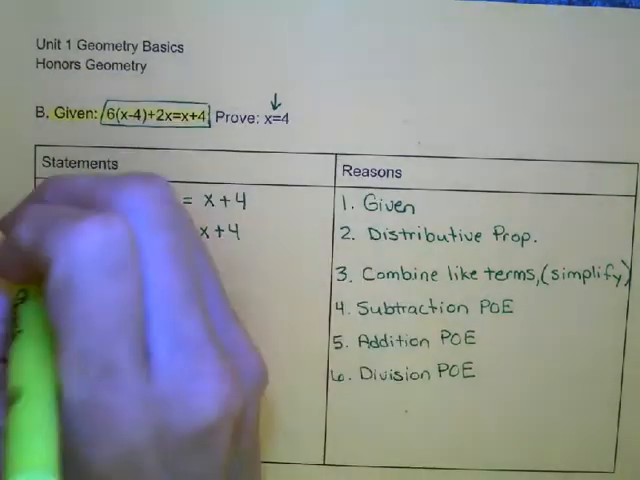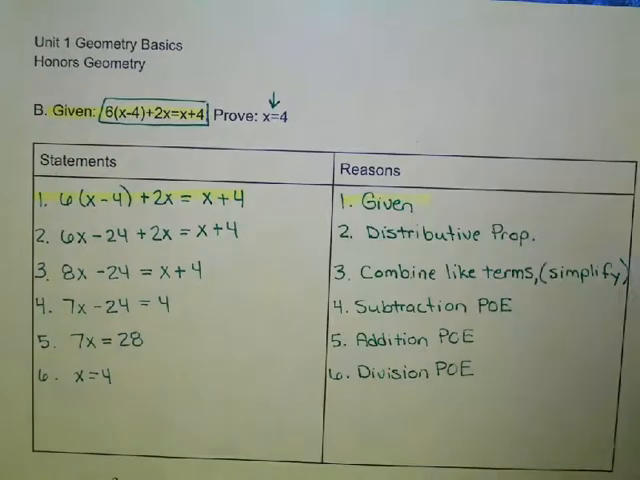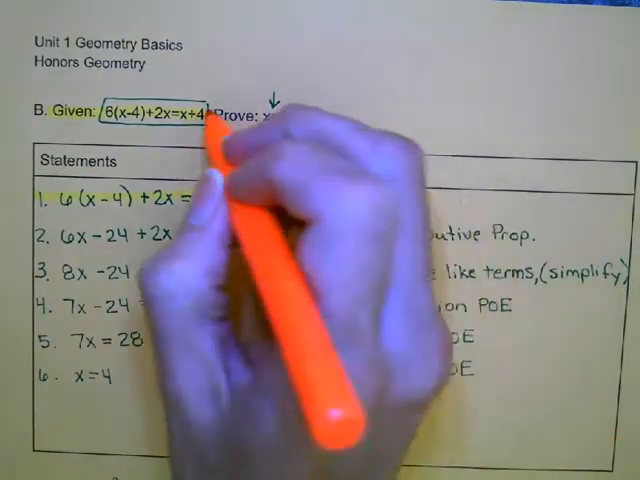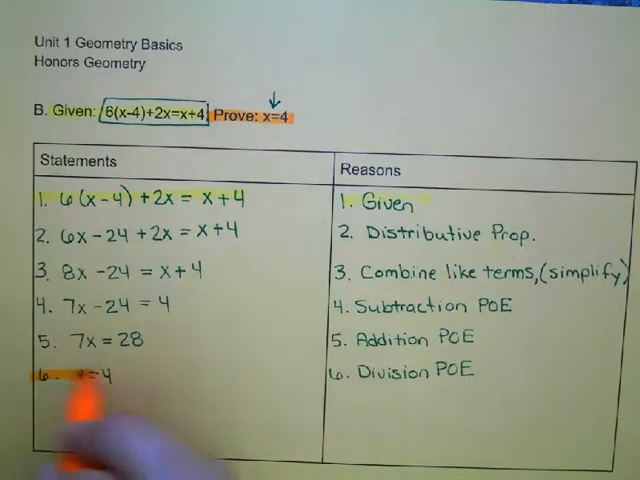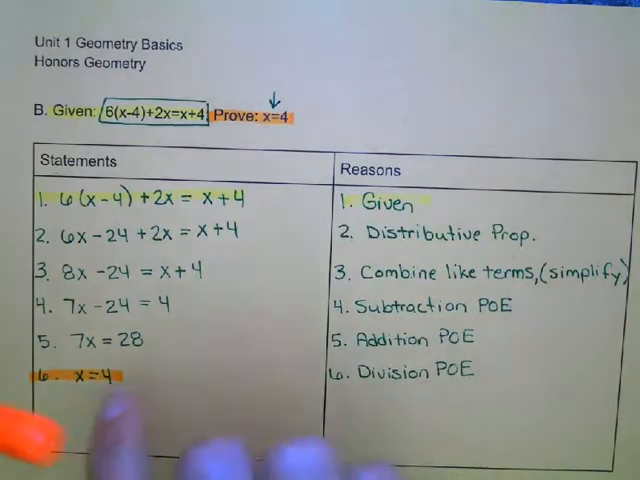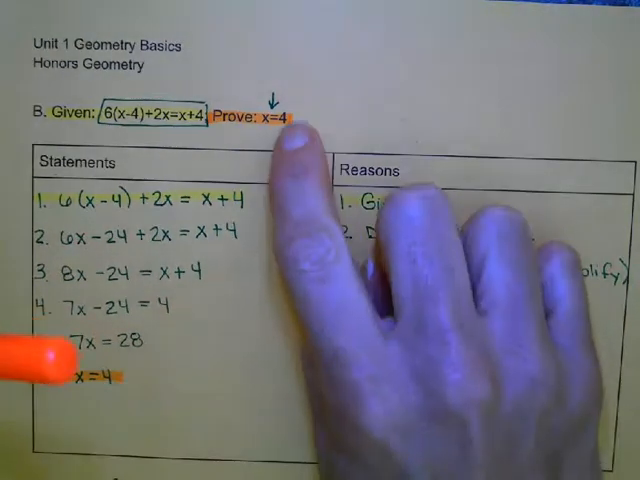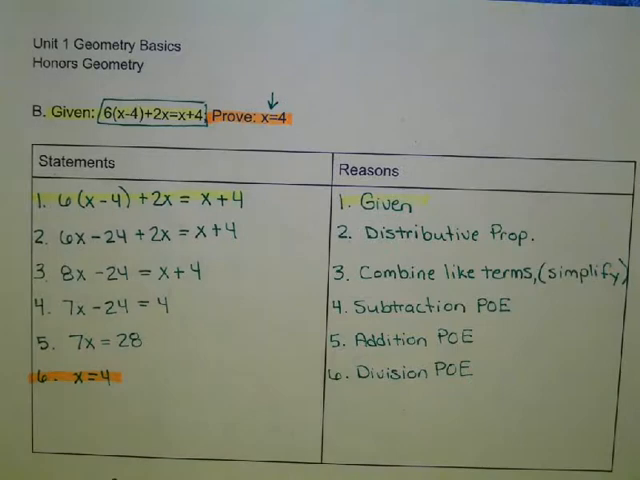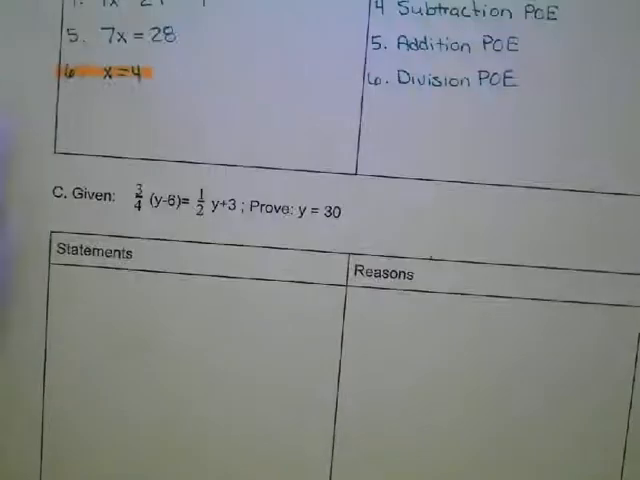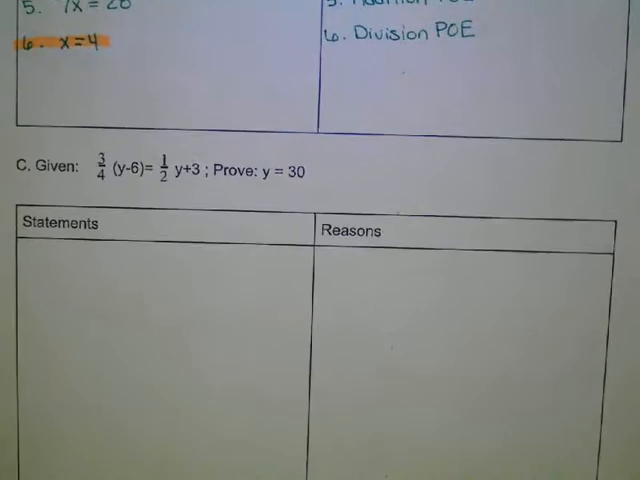So, again, key factors. The given needs to be on the first line. What you are trying to prove needs to be the last line of your proof. If what you solve and get isn't what you're trying to prove, then you've made a mistake in your work somewhere. Okay? Alright.